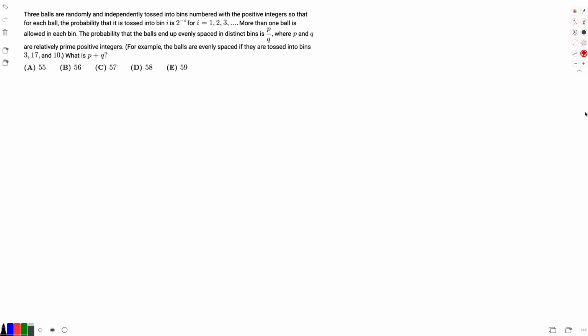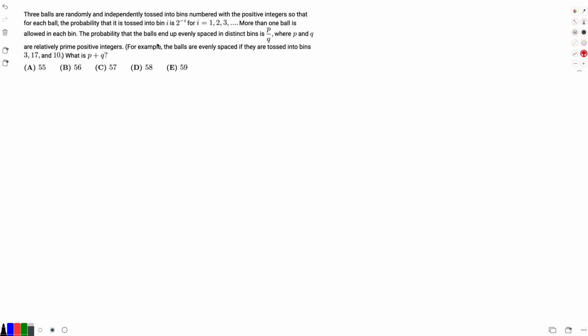The math over here, and this is the 2021 AMC 12B problem 23. Here's a view of this problem. 3 balls are randomly and independently tossed into bins numbered with the positive integers so that for each ball, the probability that it is tossed into bin i is 2 to the negative i, for i equals 1, 2, 3, and so on. In other words, every single positive integer. More than one ball is allowed in each bin.